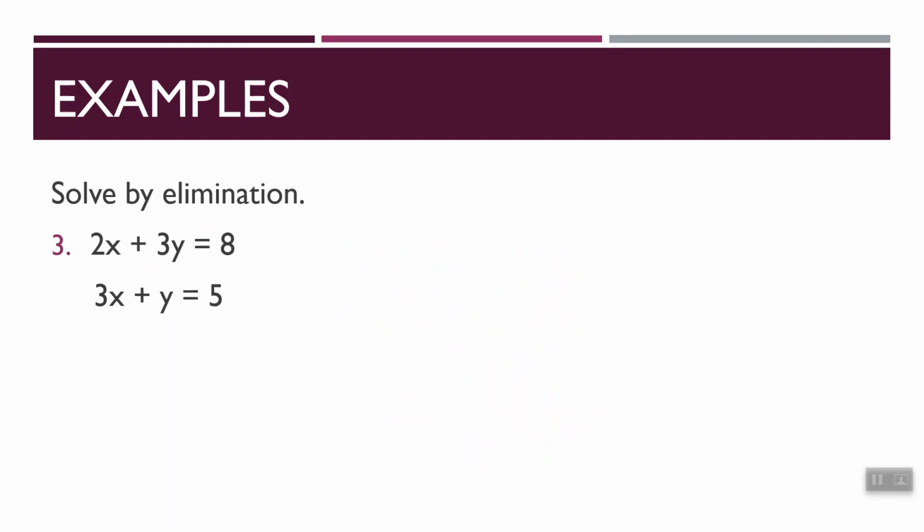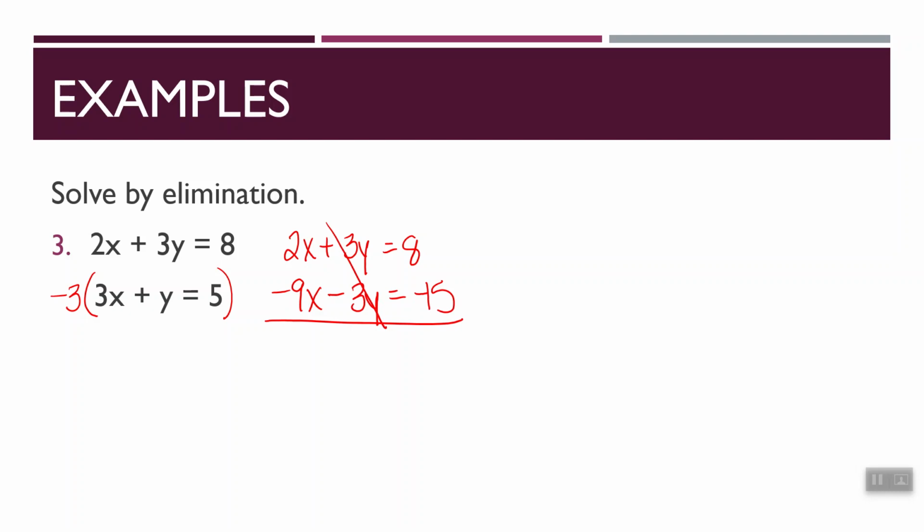Finally, we solved by elimination. When we solve by elimination, we're trying to get opposite coefficients in front of the variable. So in the first equation, I have 2x plus 3y equals 8. If I multiply the second equation by a negative 3, then I'll be able to eliminate the y's. So we have negative 9x minus 3y equals negative 15.